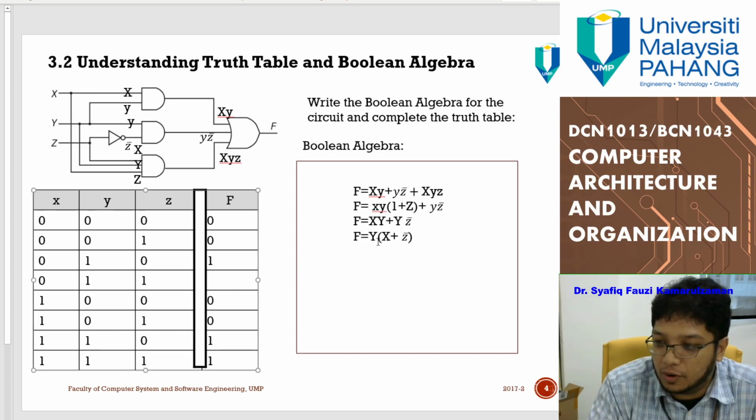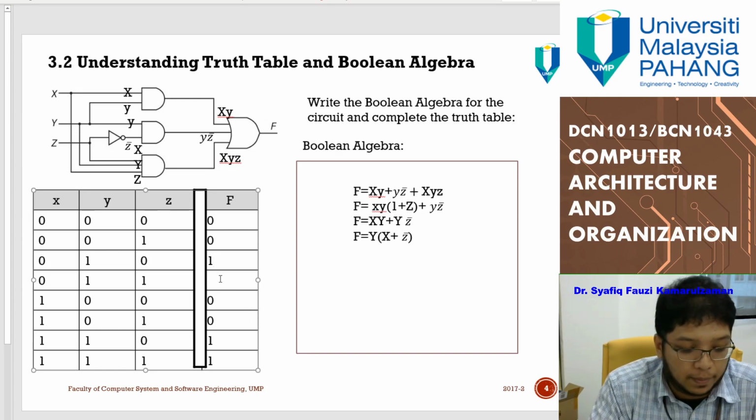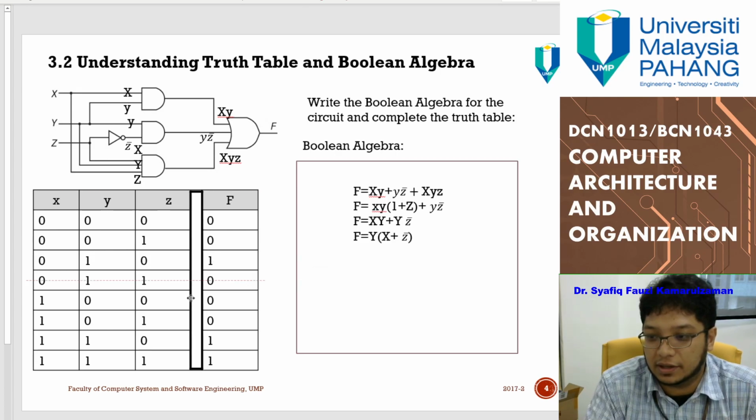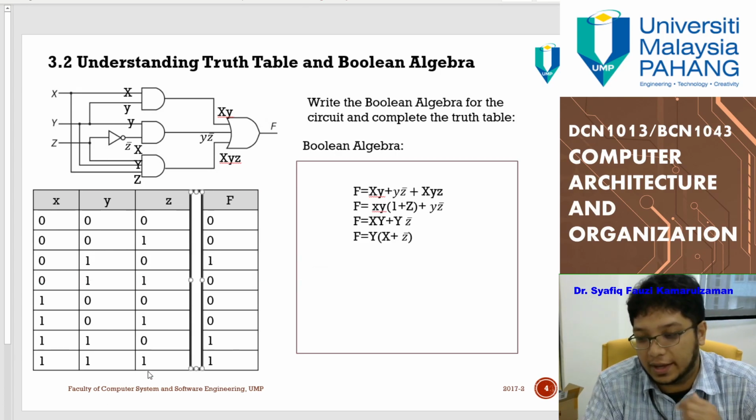When Y equals 1, X equals 0, and Z equals 1, Z bar will become 0 here. So 0 plus 0 is 0. So 0 times 1 is 0. So here will become 0. So this is the result of the truth table that you get here.